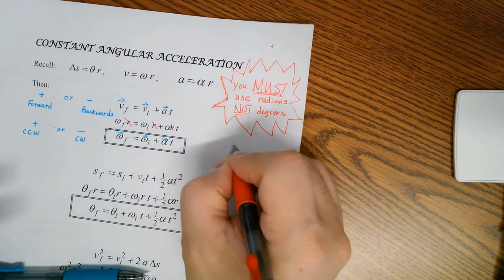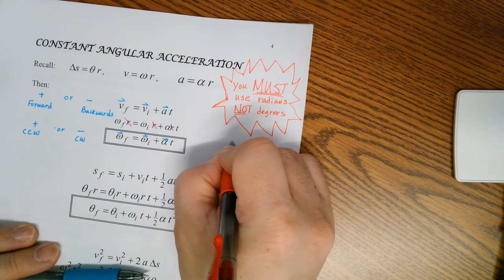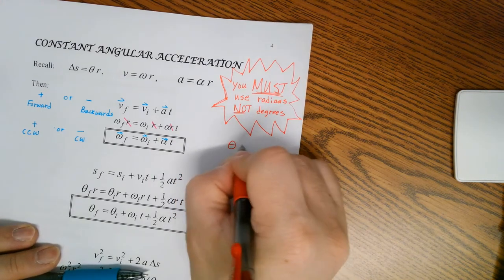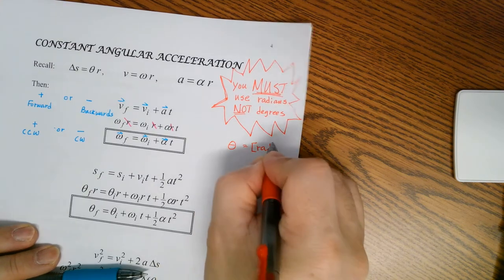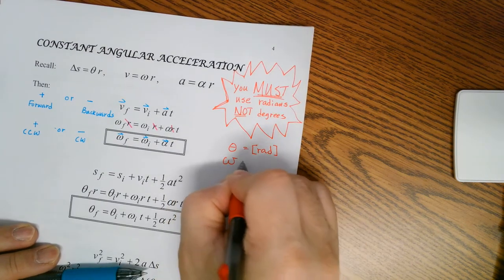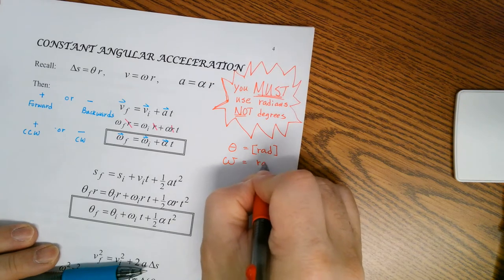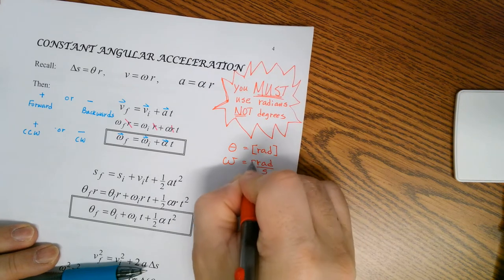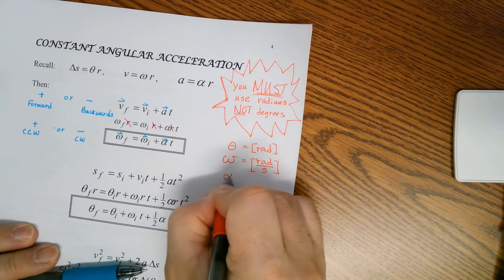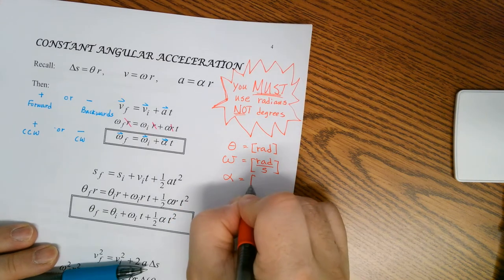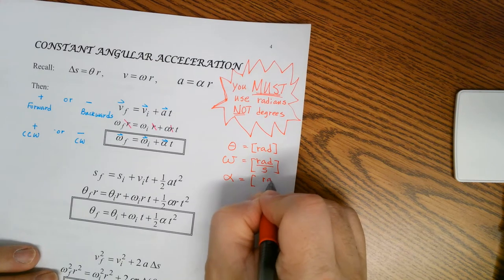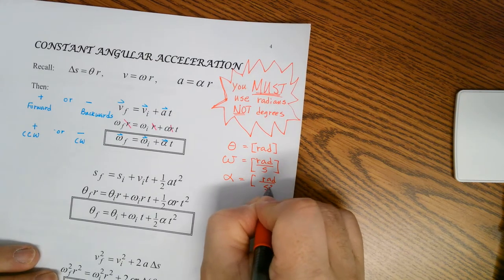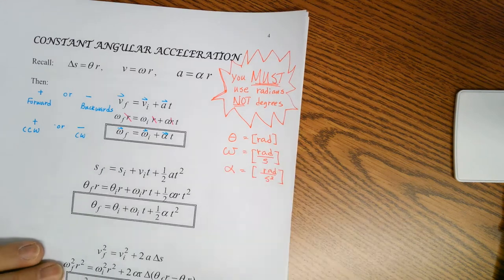Therefore, theta will be in radians, right? Omega would be in radians per second. Alpha should be measured in radians per second squared. Okay?